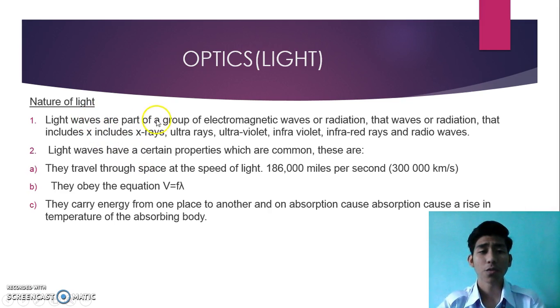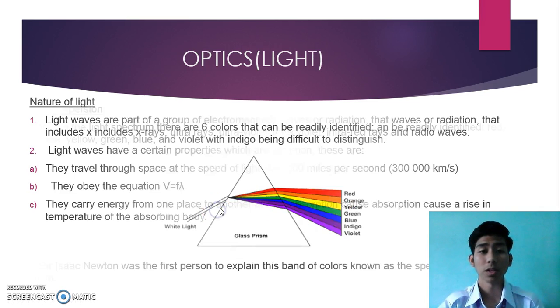Light waves are a part of a group of electromagnetic waves or radiation. Light waves or radiation include X-rays, ultraviolet, infrared rays, and radio waves. Light waves have certain common properties. They travel through space at the speed of light. They obey the equation V equals f lambda. They carry energy from one place to another, and on absorption cause a rise in temperature of the absorbing body.